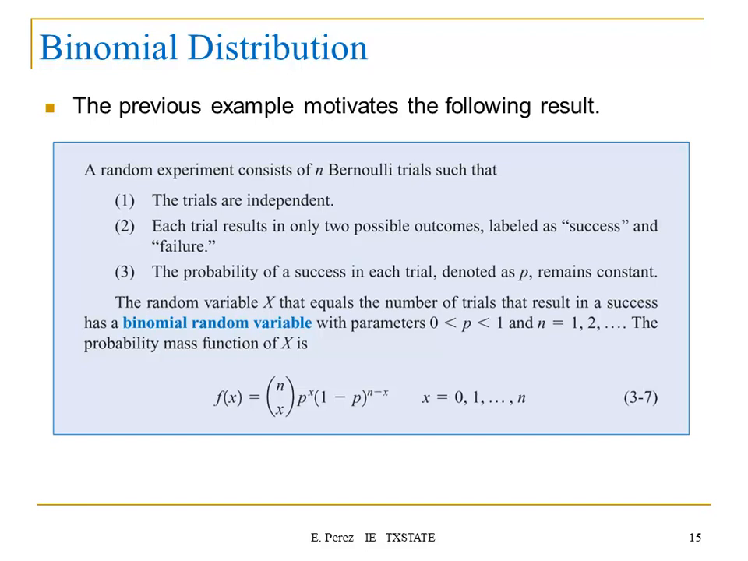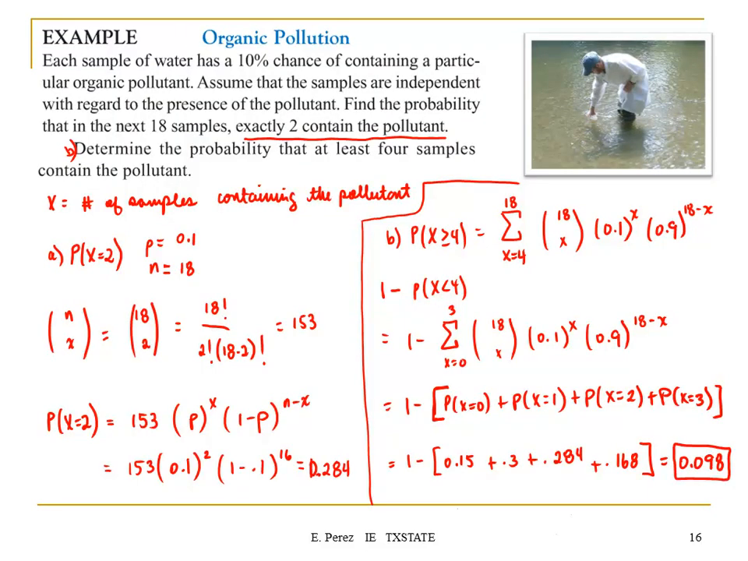Okay? So we discussed a couple of applications. If you remember this example, we were trying to find out the probability of finding two pollutant samples in the next 18 samples. Something that I want you to start understanding is that the type of distribution that we're going to be using is directly related to the type of random variable that we are dealing with.